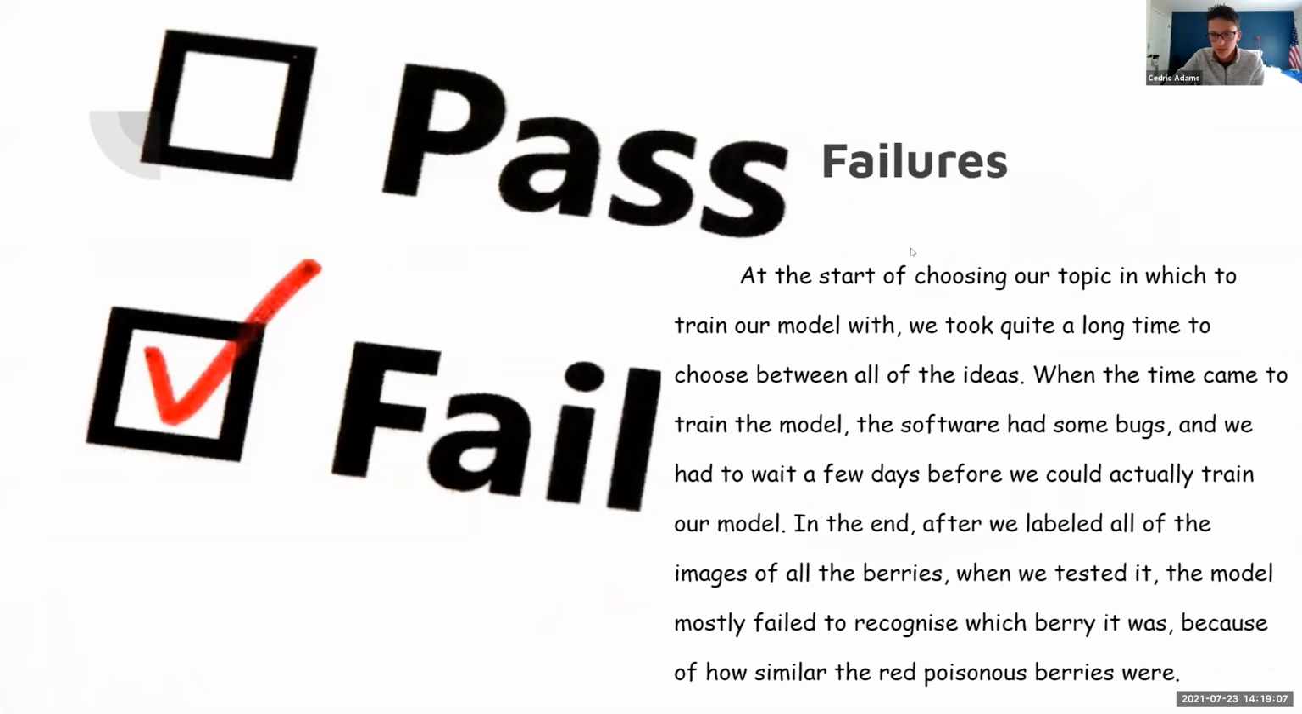Failures. At the start, we took quite a long time to choose between all of the ideas for our topic. When the time came to train the model, the software had some bugs, and we had to wait a few days before we could actually train our model. In the end, after we labeled all of the images on all of the berries, when we tested it, the model mostly failed to recognize which berry it was because of how similar the red poisonous berries were.